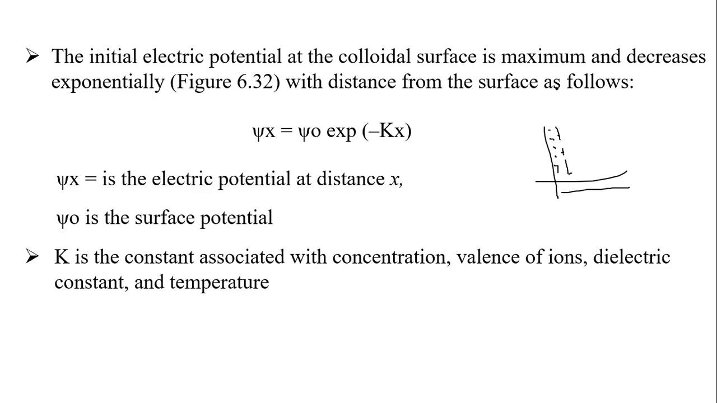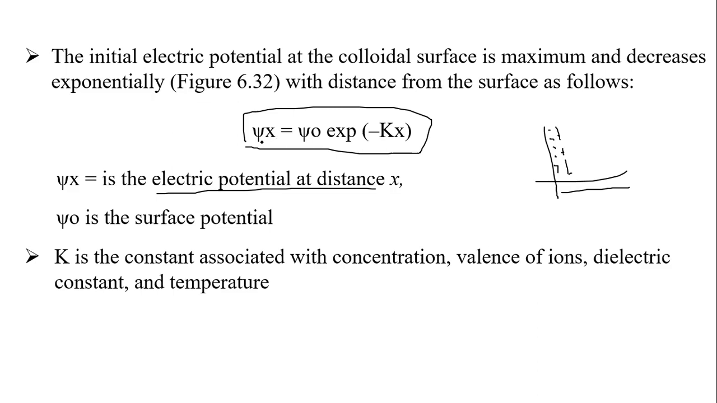And how was this distance dependence calculated? It was calculated by this equation: ψx is equal to ψ naught exp minus kx. k is a constant, and for this k there is another equation we will see. So ψx is the electric potential at a distance x, used to calculate what happens between the colloids.